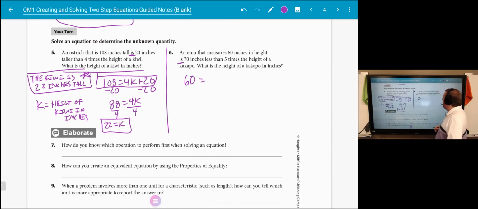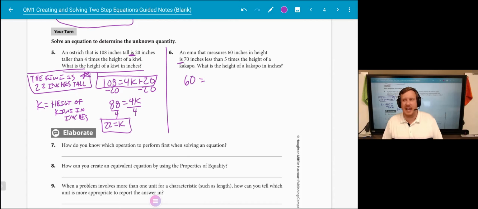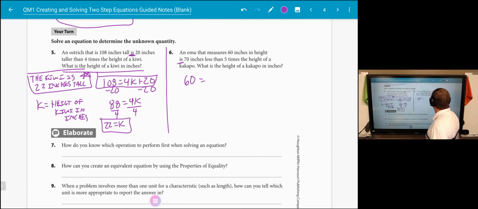An emu that measures 60 inches in height is, ooh, there's that "is" again. It is 70 inches less. How do I get things less? Subtraction. You're taking away 70 from something. What are you taking away 70 from? 5 times the height of a cockapoo.